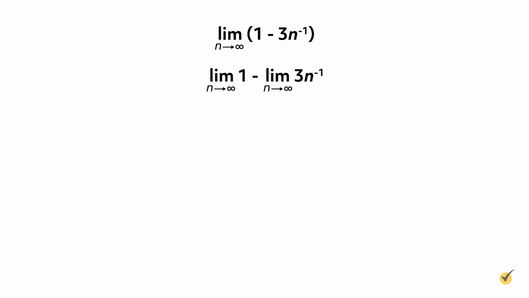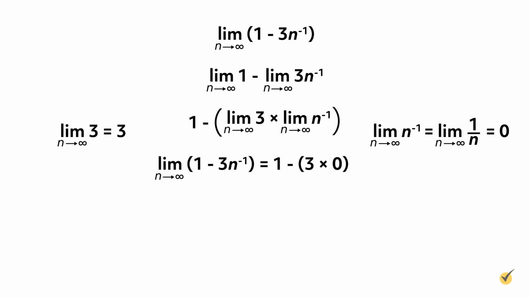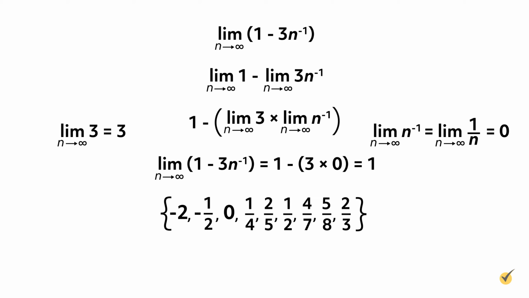The limit as n approaches infinity of 1 minus 3 times n to the negative 1 is equal to 1 minus 3 times 0, which is equal to 1. After finding our 3 parts, we do some simple math to find that our limit is 1. Let's take a look at the first few terms of our sequence to see if this makes sense. It does look like this is climbing towards 1.